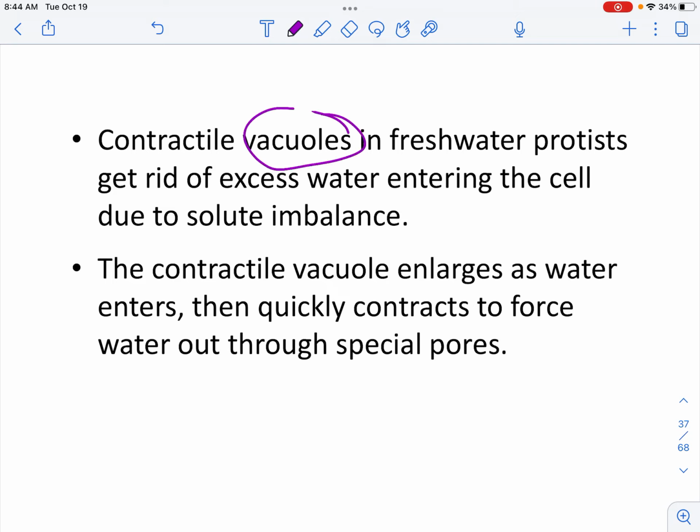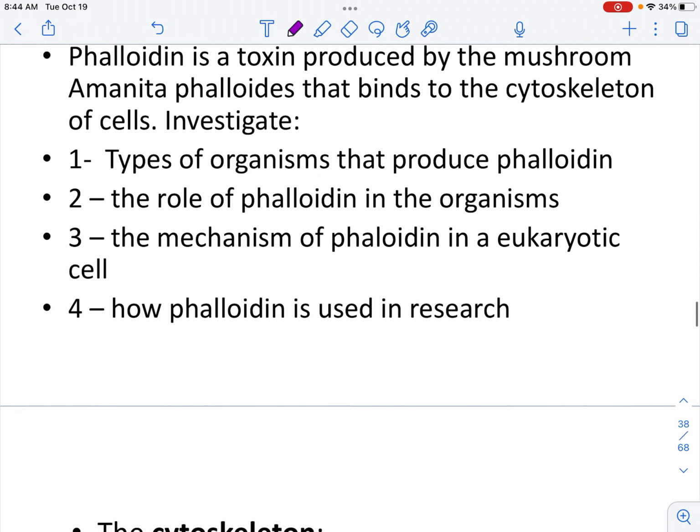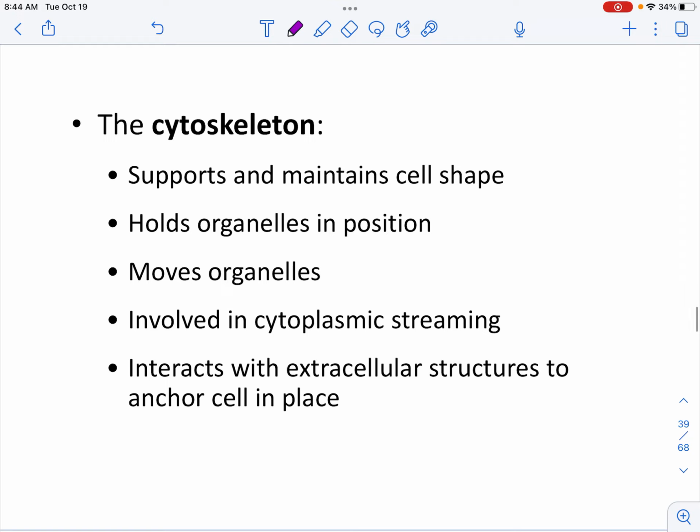Vacuoles store materials, but sometimes they can also functionally maintain homeostasis. Freshwater protists get rid of excess water by contracting. They bring the water into the vacuole, then contract it and excrete it from the cell. So it enlarges as water enters and then quickly contracts. We'll skip forward.